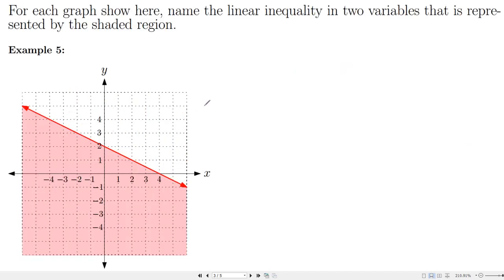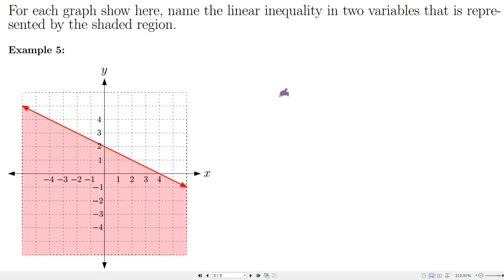Now, let's suppose that I give you some shaded regions, some solutions that are graphed. For each of the graphs shown here, name the linear inequality in 2 variables that is represented by the shaded region. Since we have a solid line, we know that it's going to be either greater than or equal to or less than or equal to. But using the same procedure kind of backwards, what did we do? We always isolated the y.